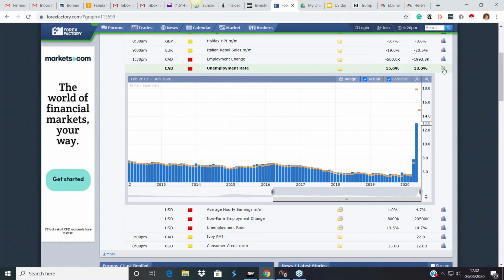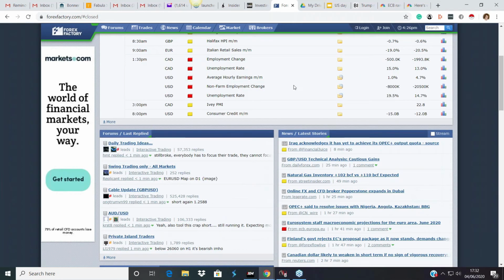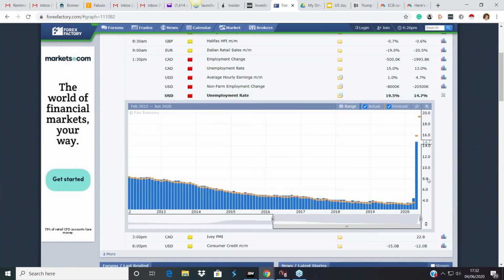Sorry, this is the Canadian one. I do beg your pardon. Where are we? Here we are. This is exactly the same with the US, and you read the chart in exactly the same way. You can see here in the US and with Canada, they were both falling. Then we've had the pandemic. In the US, it's forecast at 19.5%. The Canadian one is 15. Terrible numbers. That could even be worse tomorrow.